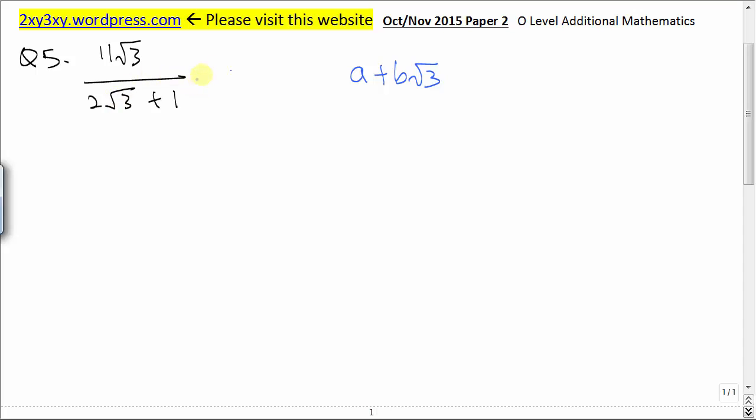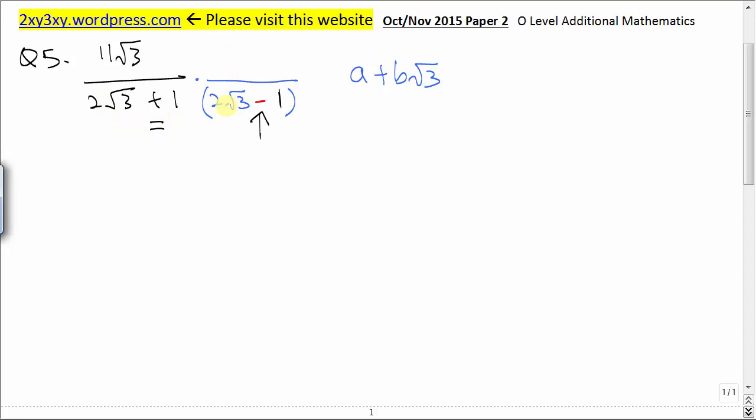To rationalize, what we need to do is multiply by its conjugate. Now the conjugate of these numbers will be 2 square root 3 minus 1. If this is a plus, here will be a minus. If this is a minus, here will be a plus. This is known as the conjugate of these numbers here.